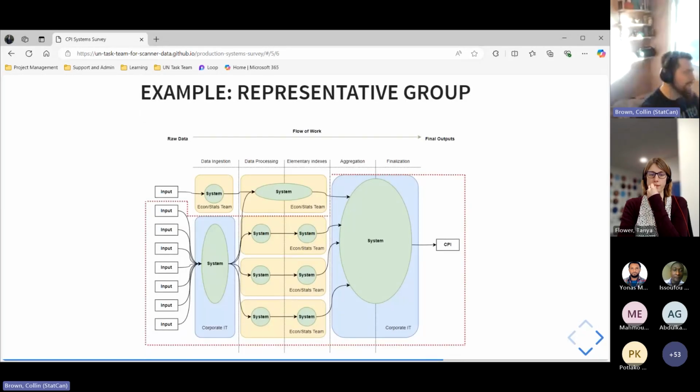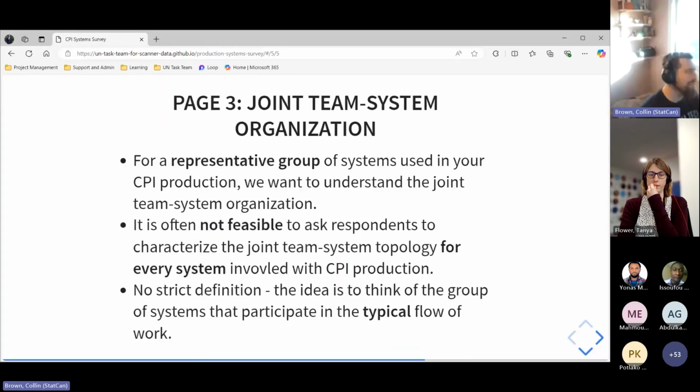And the idea is basically we want to, instead of saying think about every system and every team involved, think about a team that represents an important part of that workflow. So what are the key patterns behind that? And I'll walk through an example in a second. But yeah, I already talked about that. It's not feasible to characterize the whole joint system team topology.